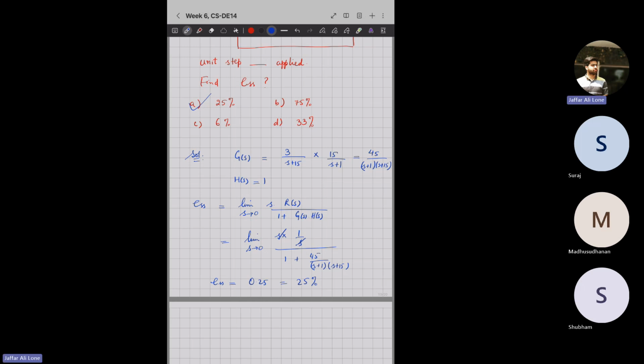Anybody has any doubt in this? Then I can solve it again completely, if you want me to do. Okay. Any questions until here? Otherwise, you can just move to root locus. Anyone? But this is a very, very important topic.